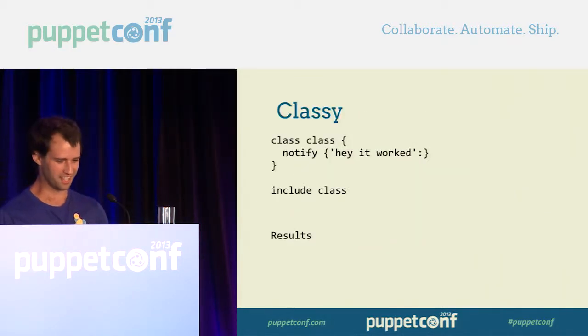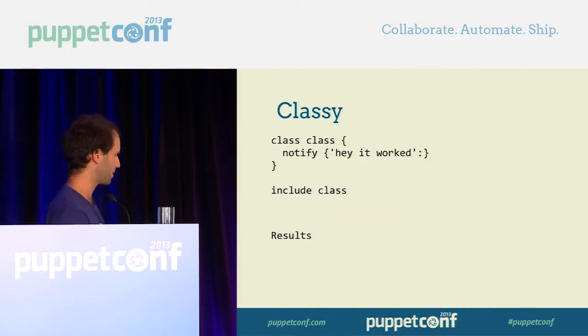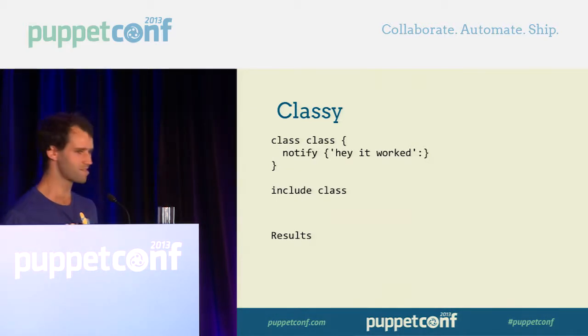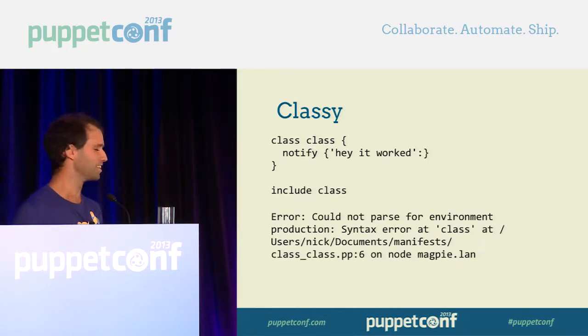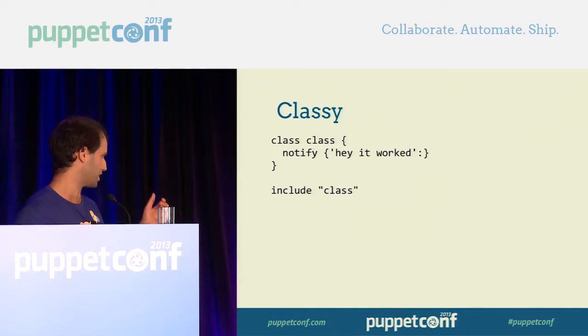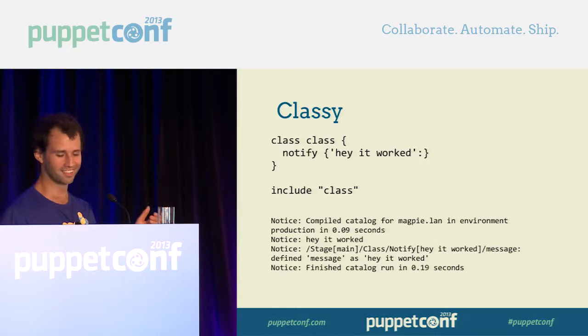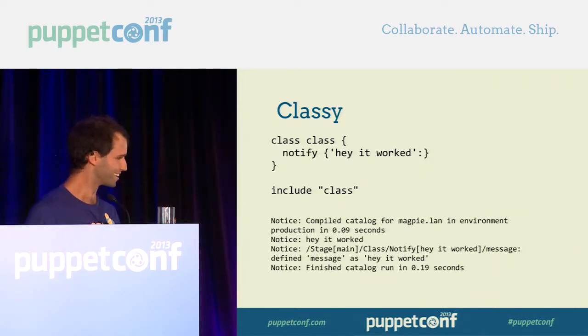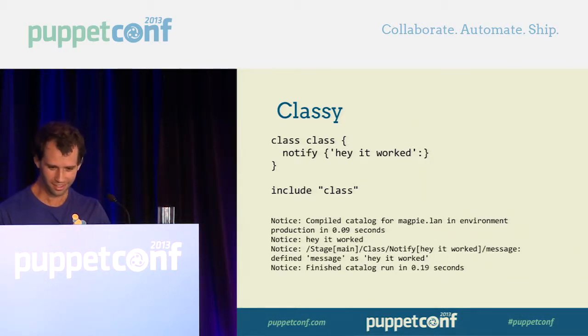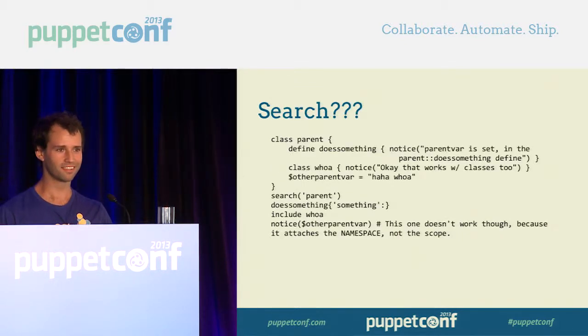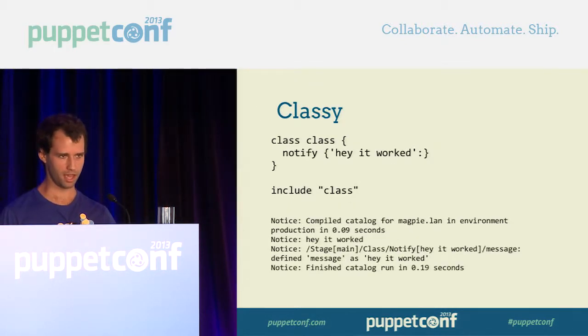Let's move on to classes. How about a class? And if you say include class, what's that? Well, you would expect that to fail, right? How about if you say include class with quote marks? Yeah, it was a raging success. Is that all because of the bare word thing? It is, yeah. Class is a reserved word, but only the bare word. Right, there's reserved and then there's reserved.